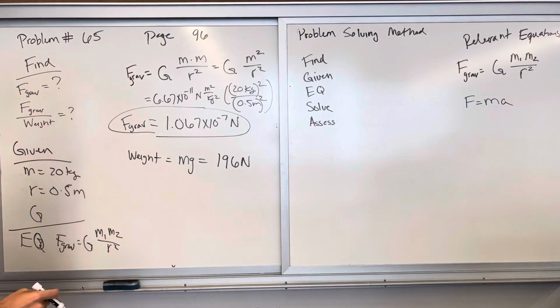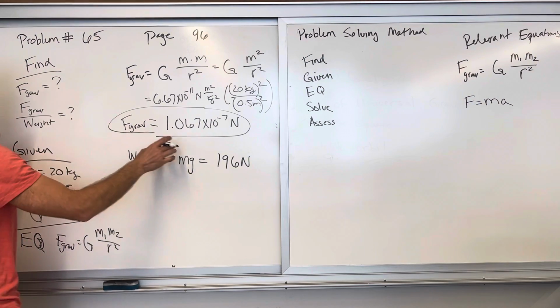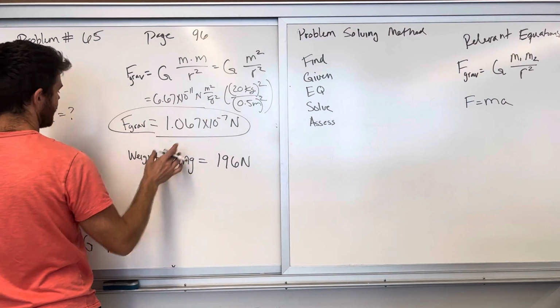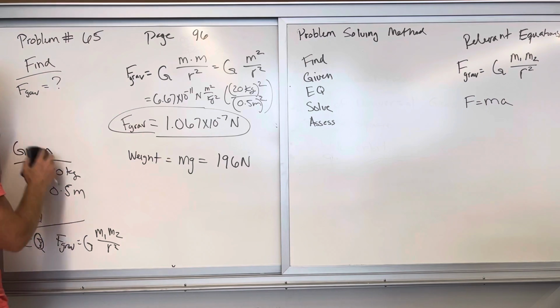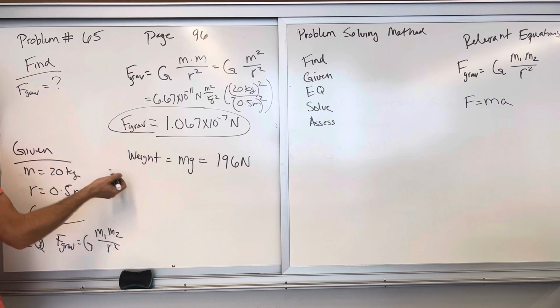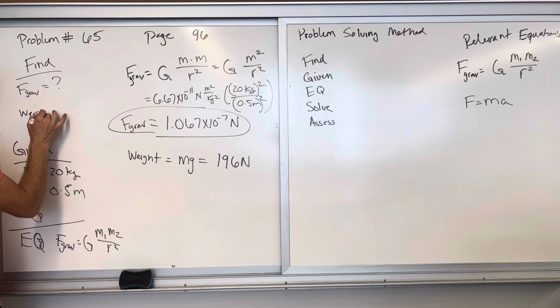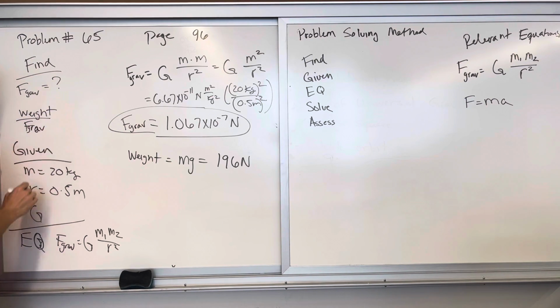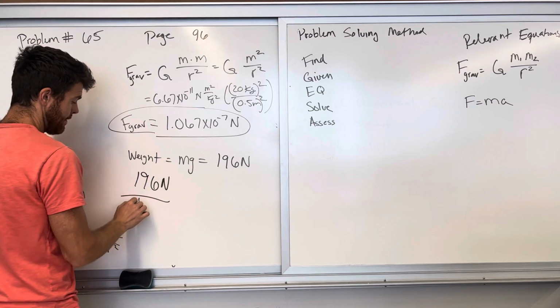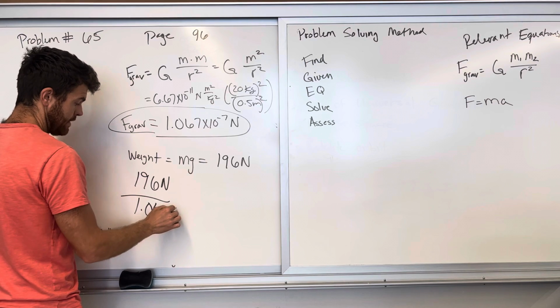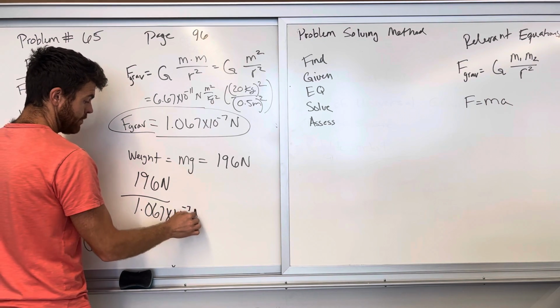I guess one way we could do it, we could find the opposite. We could find how many times greater is the weight than the force due to gravity. If we flip it, it might be better. By what factor is the weight stronger than the force due to gravity they have on each other? Let's find the ratio of the weight to the force due to gravity that they exert on each other. So that would be 196 newtons divided by 1.067 times 10 to the negative 7th newtons.